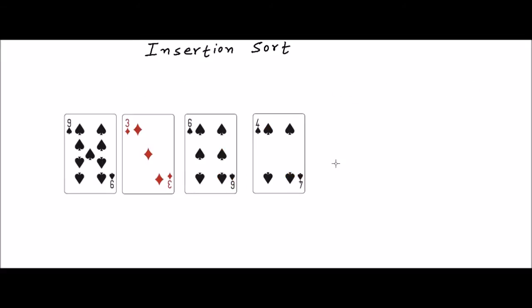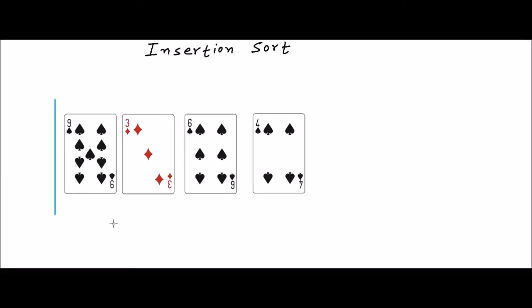What we are basically doing is dividing the set of cards into 2 subsets, a sorted subset or sorted part and an unsorted subset or unsorted part. Initially all the cards are in the unsorted subset and the sorted part is empty, and we are picking up one card from the unsorted part at a time and inserting it into the sorted part.